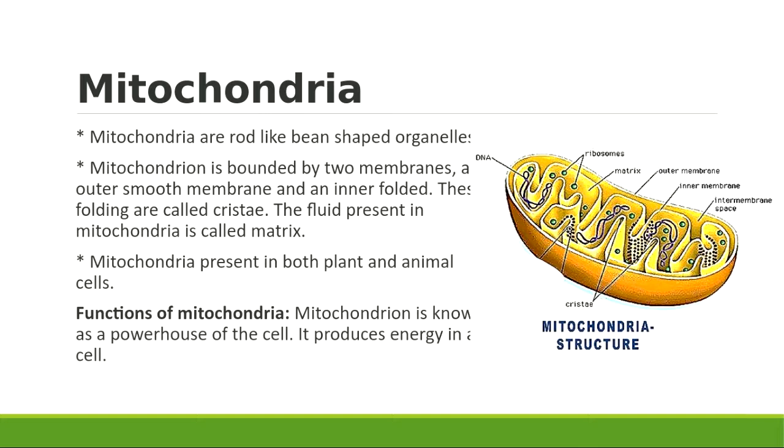First is the mitochondria. Mitochondria is a very specific organelle, and it is a rod-like or bean-shaped structure. You can see here it's a rod-like structure and has a bean-like shape. And mitochondria is bounded by two membranes: the outer membrane and the inner folded membrane. This is the outer membrane, and this one is the inner folded membrane. You can see here how this folded membrane is, and this is the outer membrane.